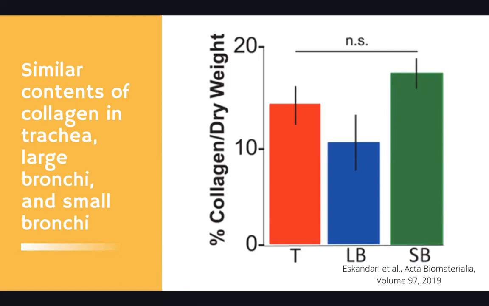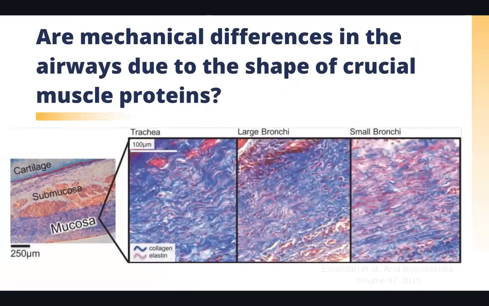So although we're observing different mechanical properties, we couldn't say that it was due to the amount of this protein. The next assumption was, if it's not due to the amount of this protein, maybe it's due to the shape of how these fibers are characterized. That's where my project comes in, and it's on whether or not mechanical differences in the airways are due to the shape of crucial proteins.